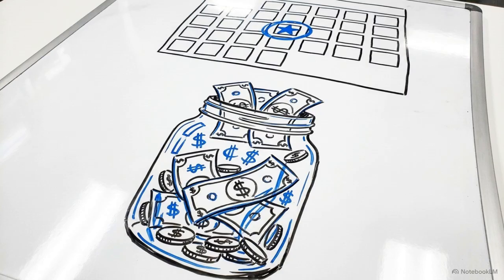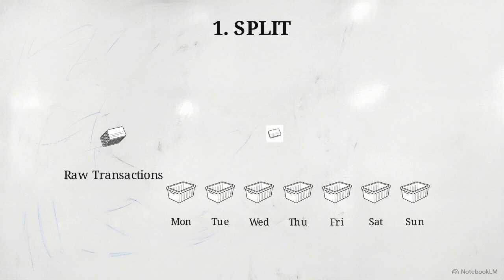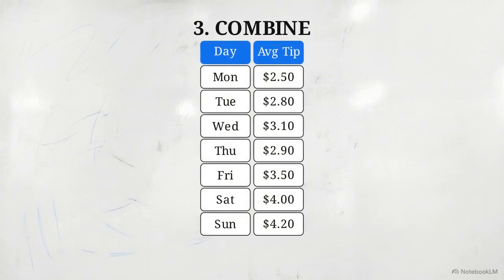Finally, let's look at tipping. We want to know the average tip your customers leave on each day of the week. To answer this, we use the group by operation. It follows a 3-step pattern: split, apply, and combine. Step 1 is the split. Imagine taking a massive stack of receipts and sorting them into 7 bins, 1 for each day of the week. It's the same logic as sorting mail by department. Next, we apply our math, calculating the average tip for each of those 7 piles. Finally, we combine those results into a summary table showing the daily averages.